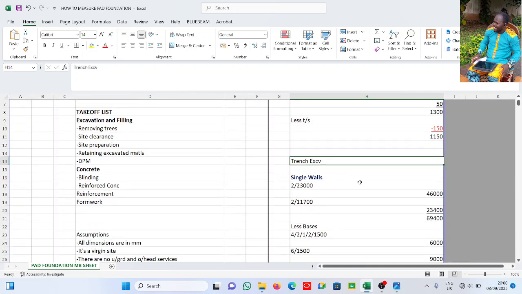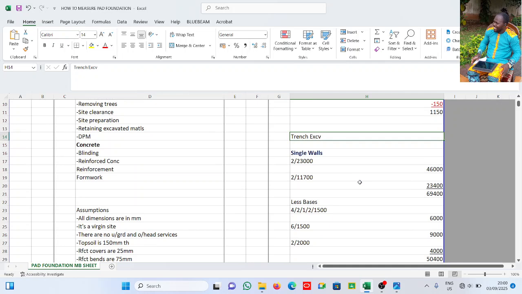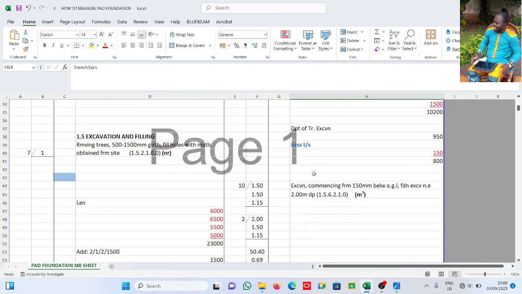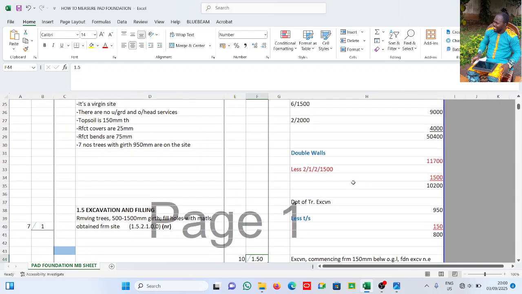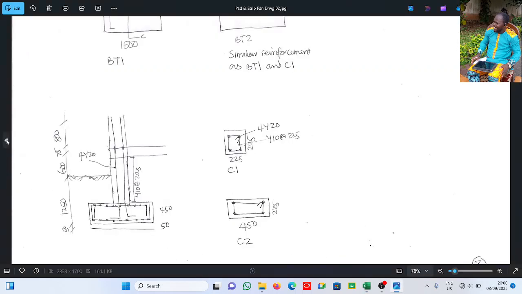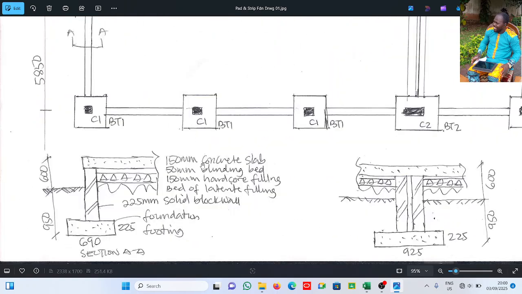So the same thing we'll do for the trench. Okay, this is the pit here. All right, the same thing for the trench. Let's do the details for the depth of the trench also. Let's come over here. This is the trench here. If you can see here, the depth is 950. This is the footing.